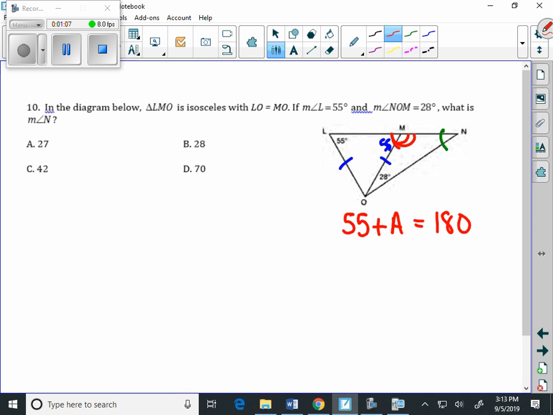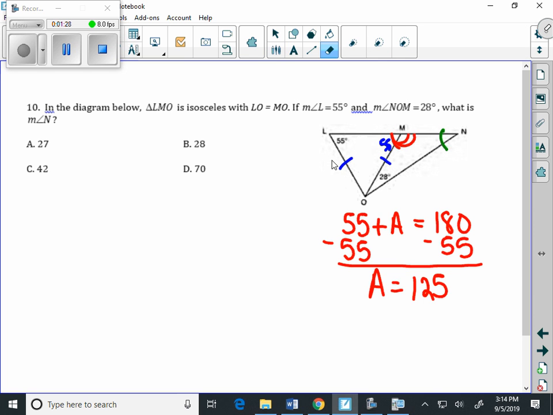55 plus the angle equals 180. And if we subtract 55 from both sides, we get A equals, 10 minus 5 is 5, 125. So I'm going to erase my red marks here the best I can, and I'm going to put in the 125.